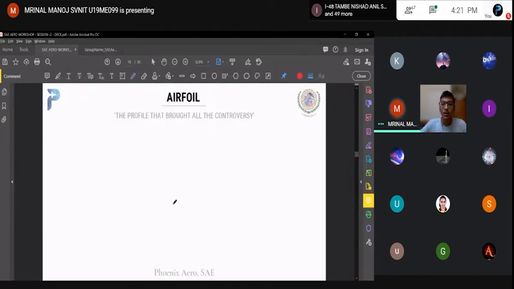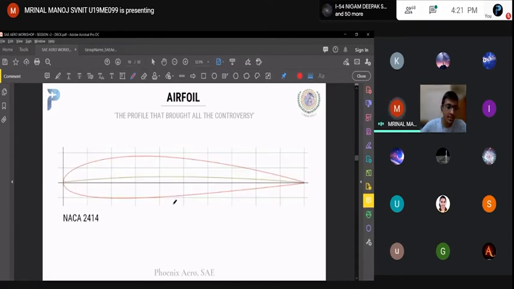Now, moving on, the profile that brought all this controversy, the geometry that actually made flight possible, is an airfoil. So now, this is a NACA 114.